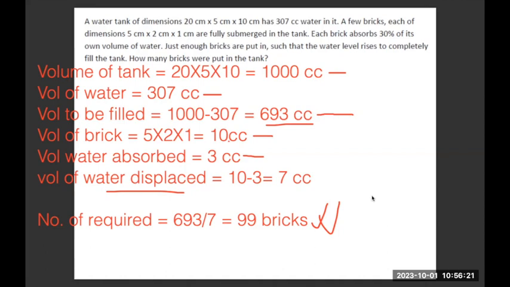We'll move to the next. Any doubts, any questions? Okay, most of you have given 99. Okay, great. We'll move to the next one now.